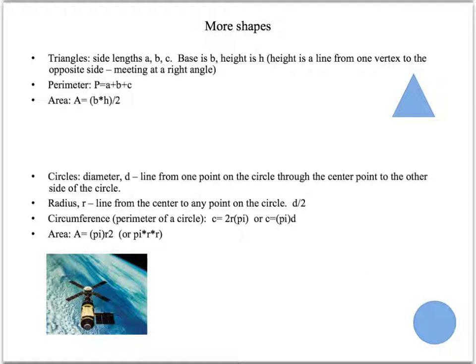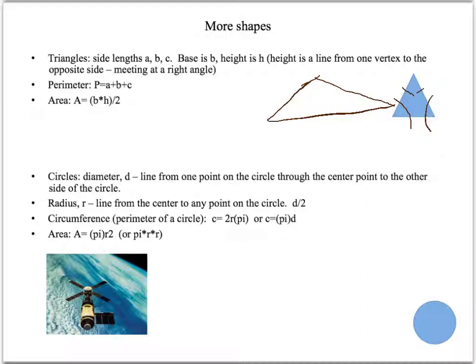The next 2 shapes that we're going to talk about, the first is triangles, and the second is circles. So here we have a triangle. This is an isosceles triangle because this angle and this angle are equal, and these sides are equal. However, we could have any kind of triangle. Let's take this one. It is not isosceles, it's not equilateral, it's scalene.